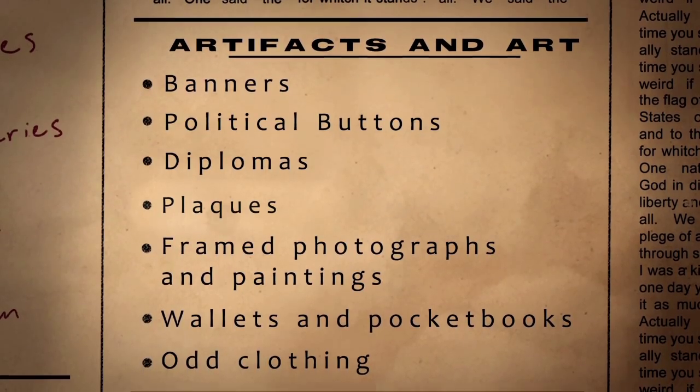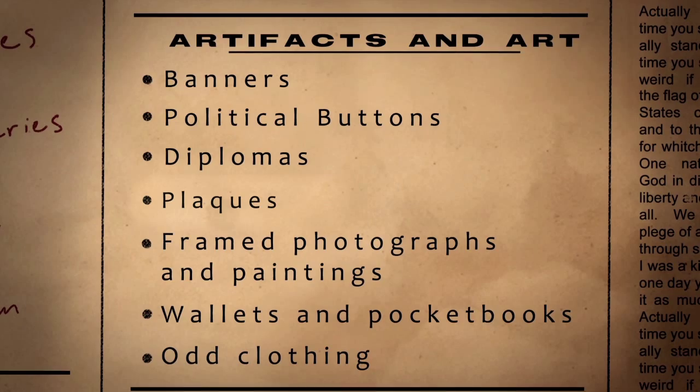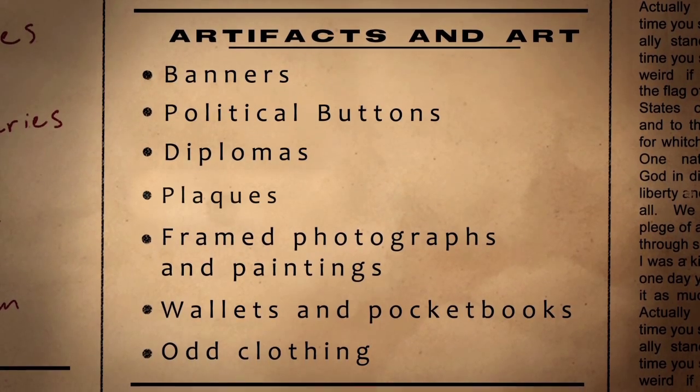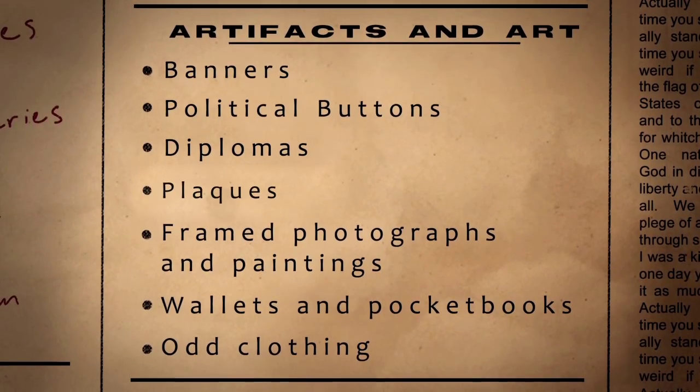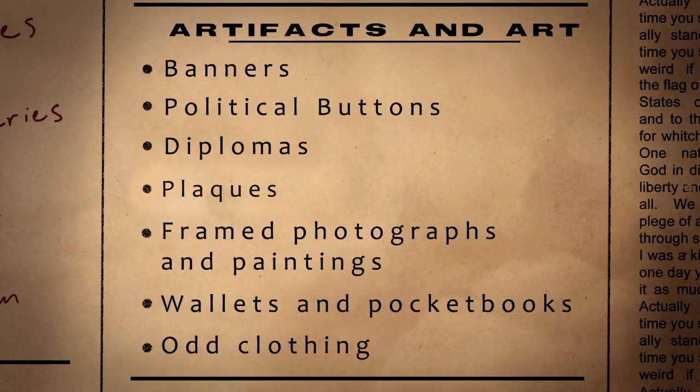As with publications, only artifacts and works of art that are integral to the understanding of the manuscript collection will be kept. These items are generally small enough to store with the collection and have exhibit value, such as banners, political buttons, diplomas, plaques, framed photographs and paintings, wallets and pocketbooks, and odd bits of clothing. Processors should consult with their curator in recommending that artifacts be retained.